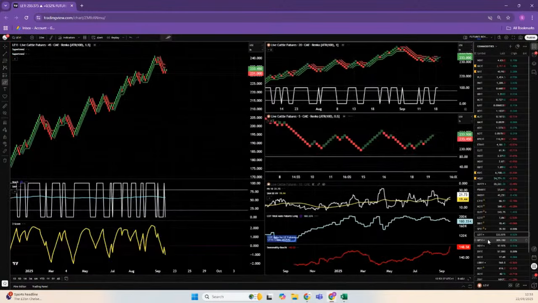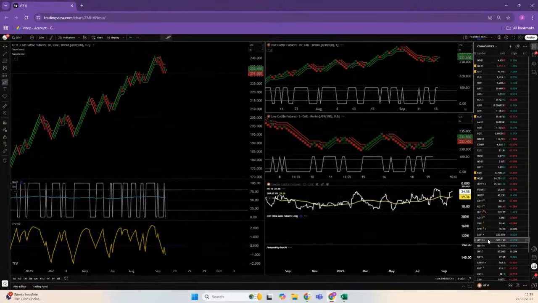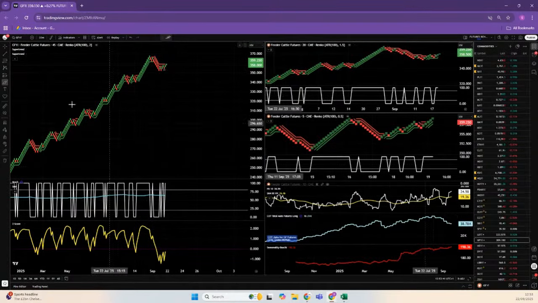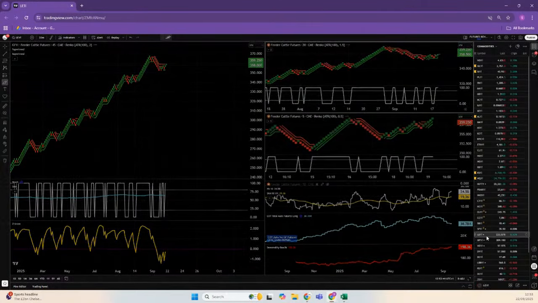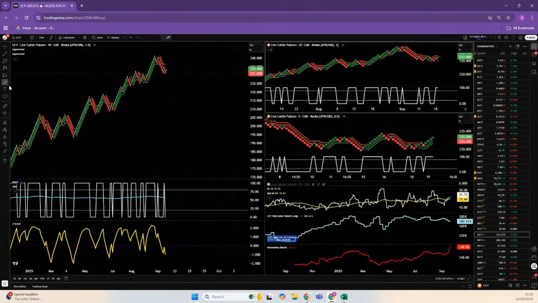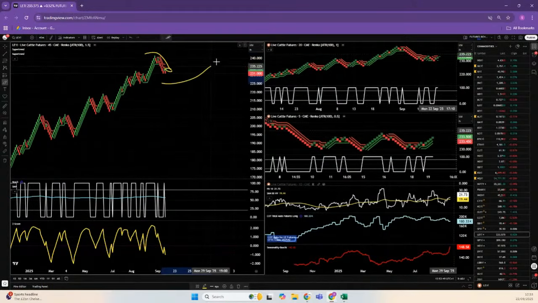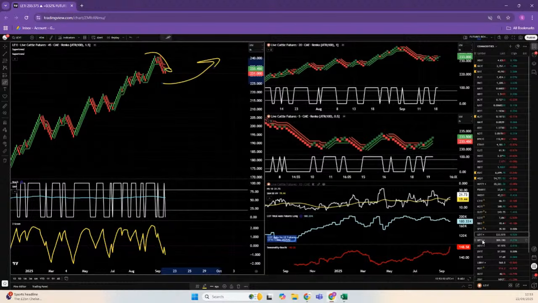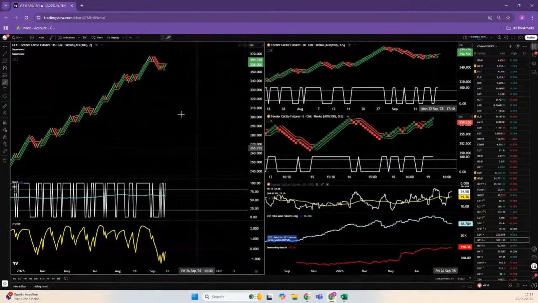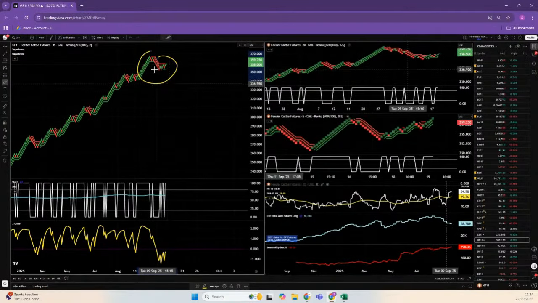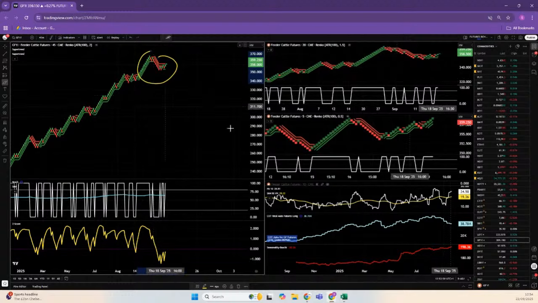To meats. Live cattle and feeder cattle, both still rising, just pulling back a little bit. Maybe again some short-term profit taking. Maybe people looking for the buy the dip opportunity. That's live cattle. It's a very similar pattern in feeder cattle.